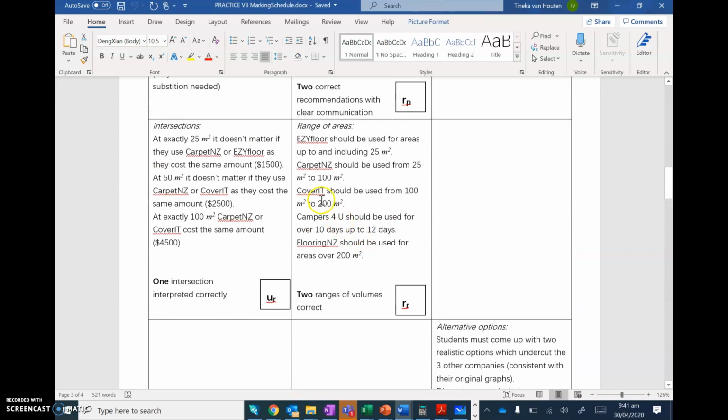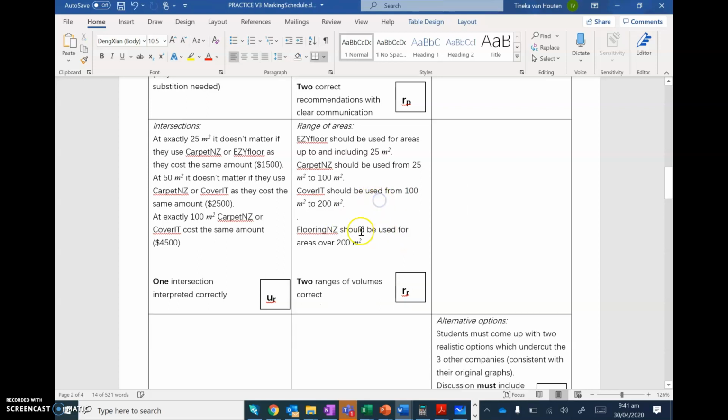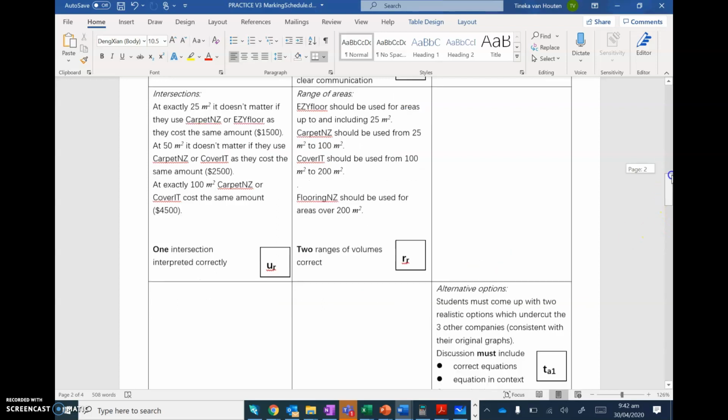But it doesn't go over 200, so then you have to use Flooring NZ. That's a mistake earlier, it's not Campers for You. Flooring NZ should be used for areas over 200 meters squared. So you need two ranges correct for merit. And then I'm going to post Mr. Yu's video, that's his last name, Mr. Yu's video about the excellence solution.